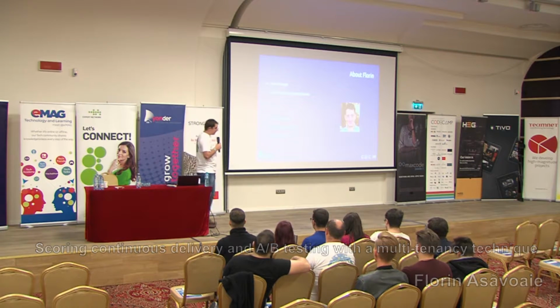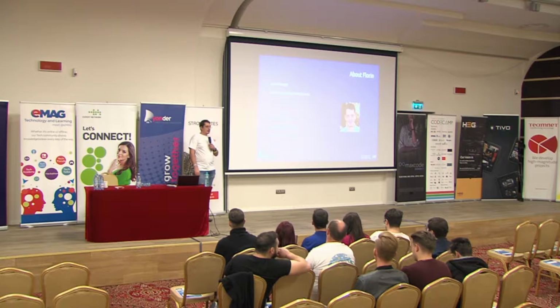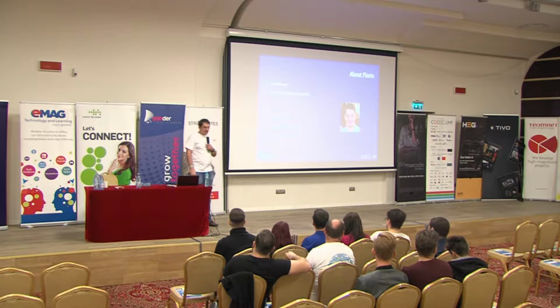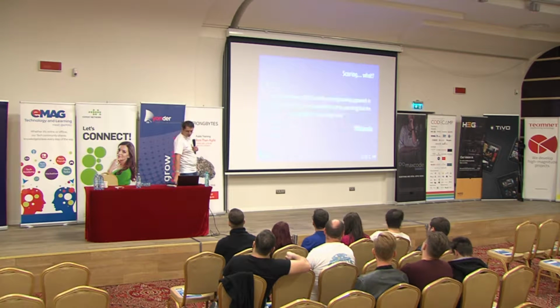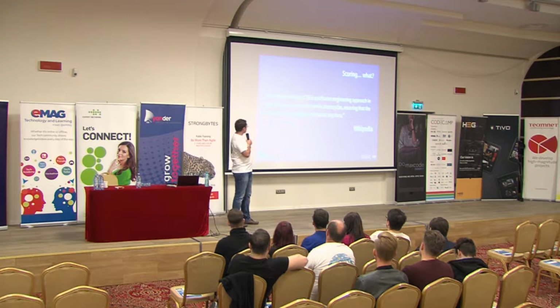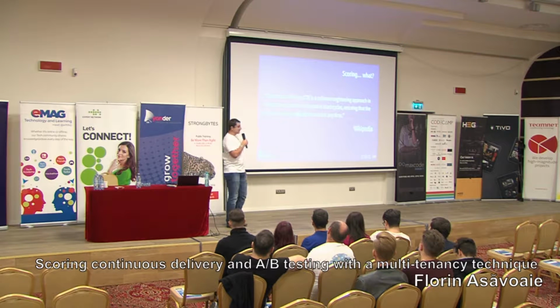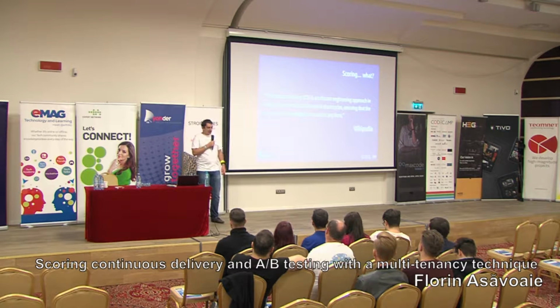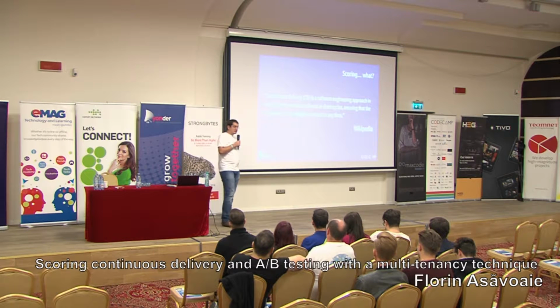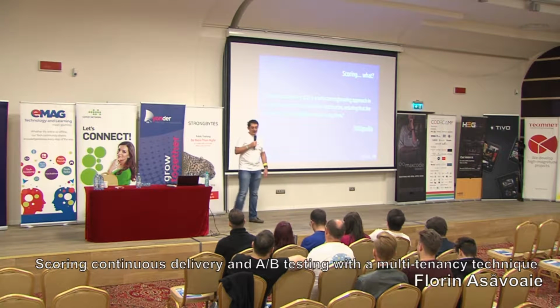So before actually going into the discussion that I prepared for today, I will show you a bit what I understand from this concept of continuous delivery, A/B testing, and multi-tenancy. So according to Wikipedia, this is the definition of continuous delivery. And that's no news for anyone, but what I think is one of the most important words from this definition is that the software can be reliably released at any time.